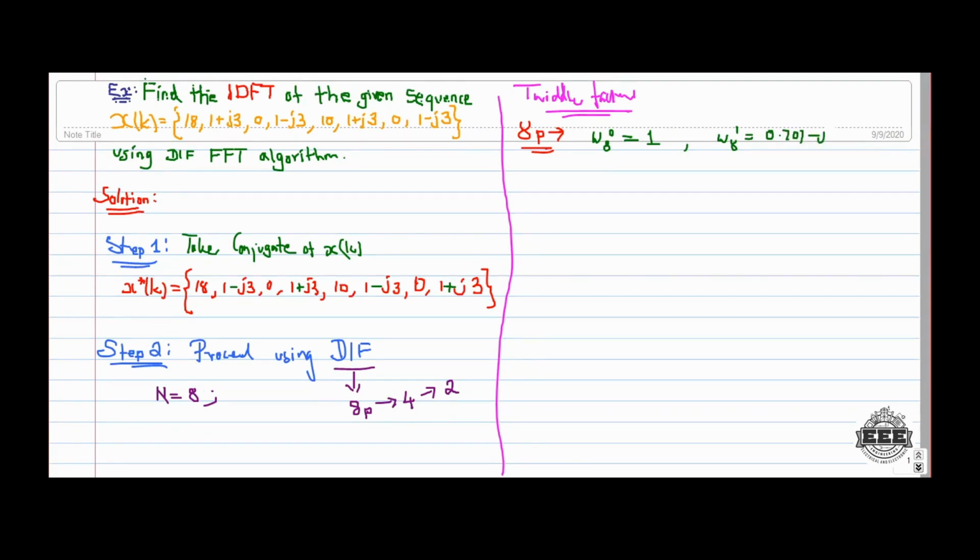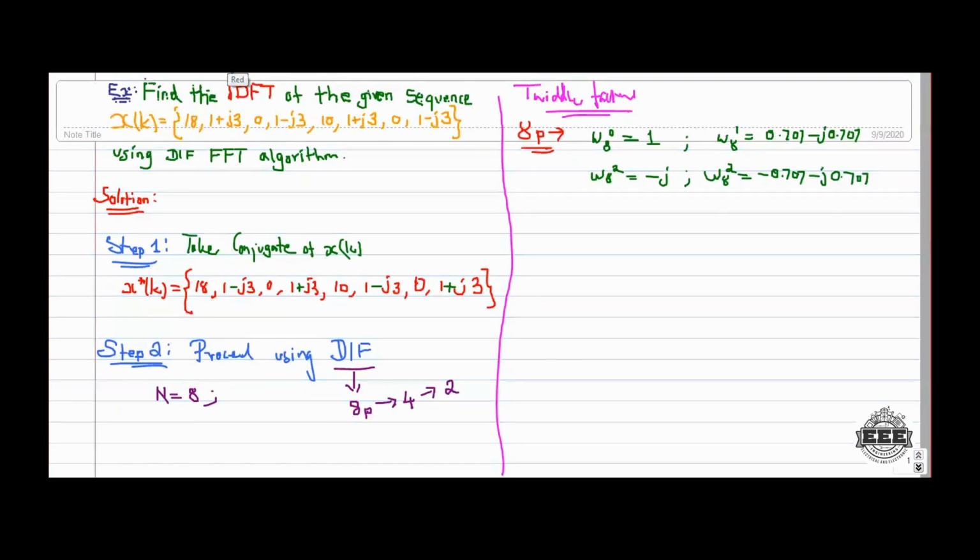0.707 minus j 0.707. Is it right? And then next twiddle factor value, omega 8 power 2. So what is the value for omega 8 power 2? That is minus j. Then the twiddle factor value for omega 8 power 3 is minus 0.707 minus j 0.707. So those are the twiddle factor values for the 8 point sequence.